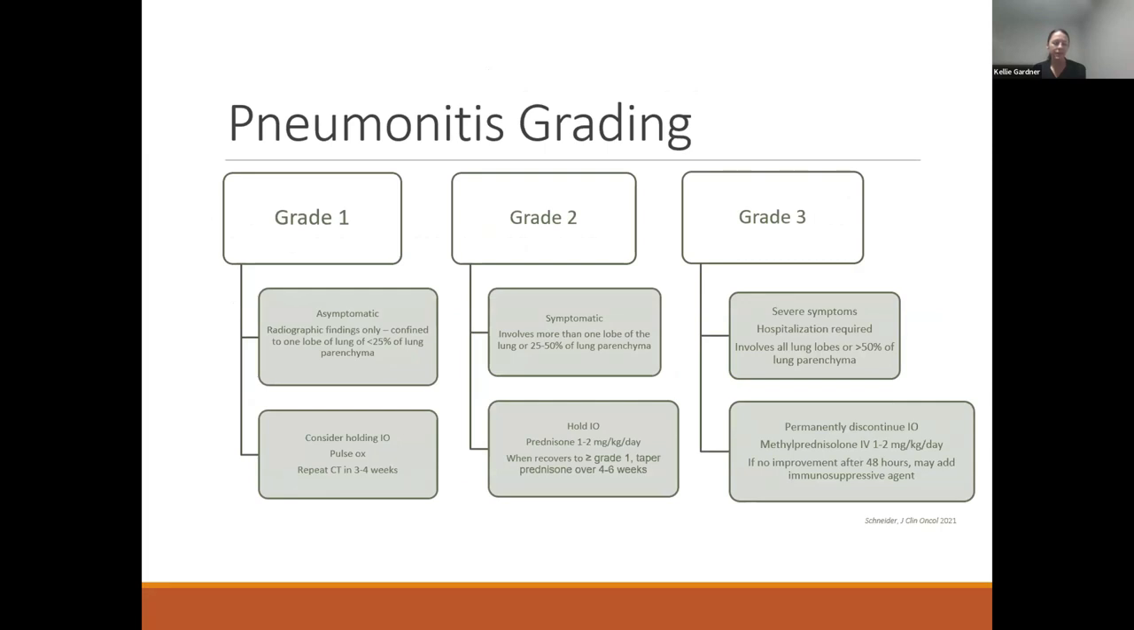Depending on the pulse ox, depending on the symptoms, we might do a repeat scan to keep a close eye. But technically, we can still treat, but we do keep a close eye in case we cause the pneumonitis to get worse with further treatment. Grade 2 or grade 3, we tend to hold the immunotherapy and start steroids. And once symptoms recover to grade 1 or better, taper prednisone over 4 to 6 weeks.